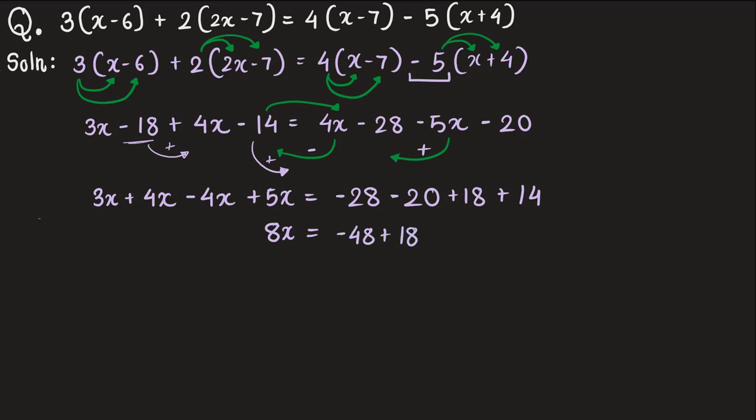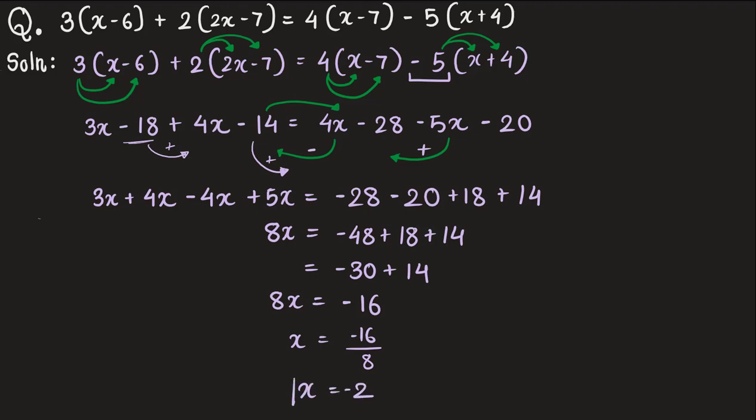plus 18 plus 14. So minus 48 plus 18. So this would clearly give us the answer as minus 30. So minus 30 plus 14. So the answer would be 8x is equal to minus 16. So x would be minus 16 by 8, which would give us the value of x is equal to minus 2.